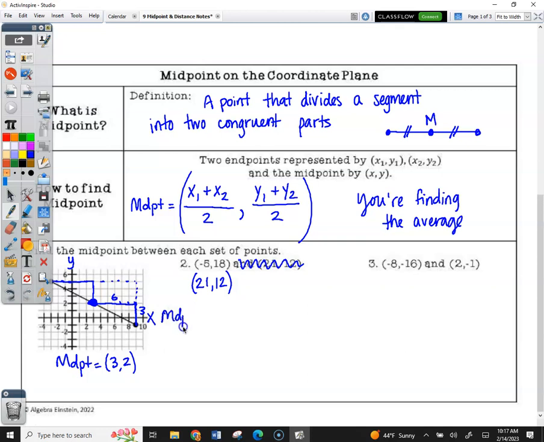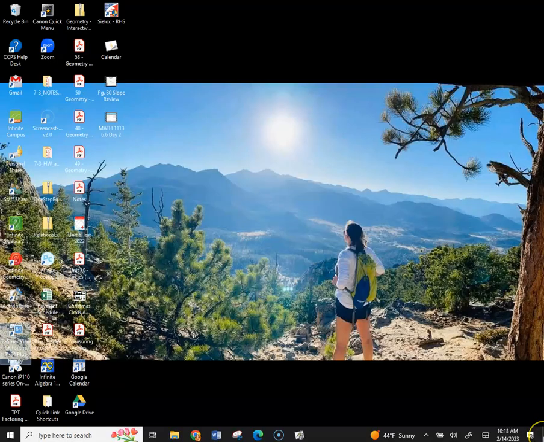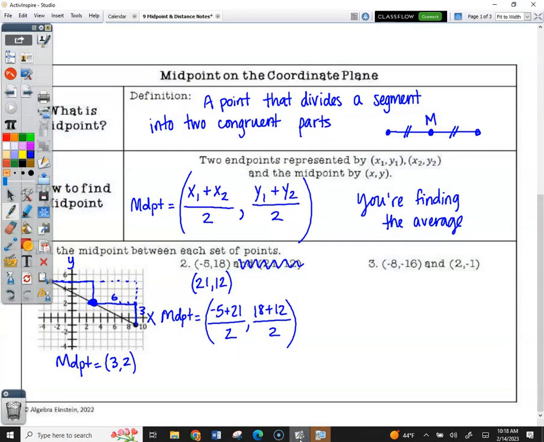All right. So the midpoint is going to be my x's add together, -5 plus 21 all over 2. Just write it. My y's add together, 18 plus 12 all over 2. Then you're going to go to your calculator and you're going to type this in. Stay with me. Write this down. You'll go to your calculator and type it in. You can actually use the alpha y equals button and keep it in fraction mode, and it makes it a lot easier.